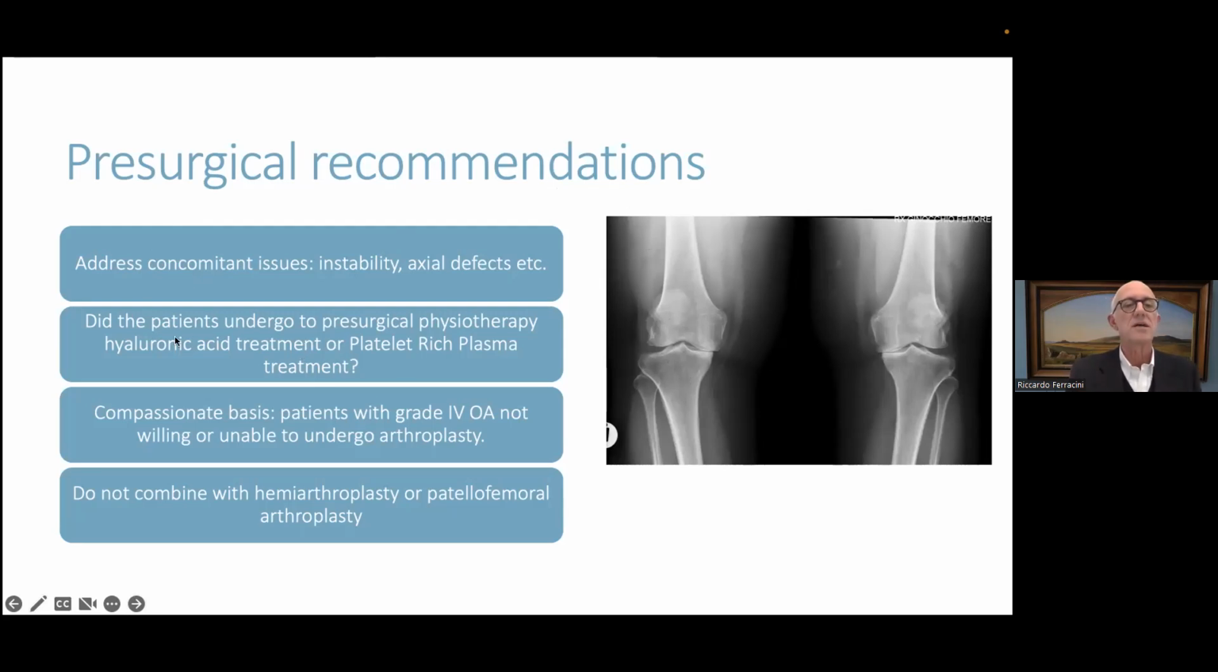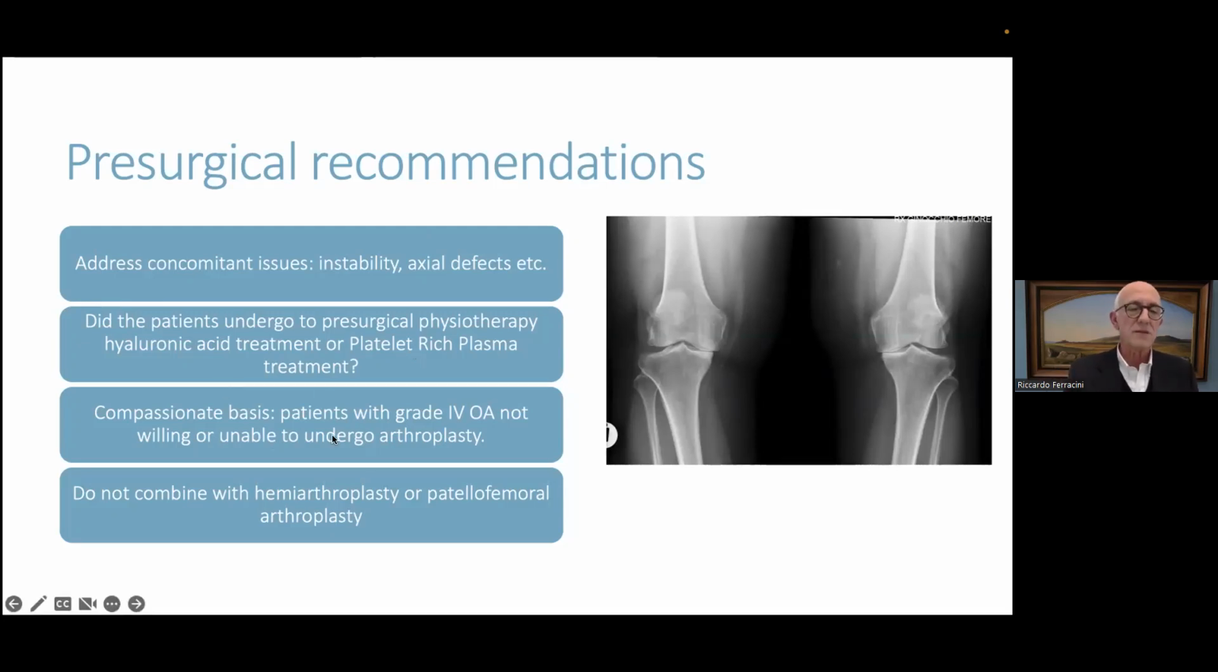Did the patients undergo pre-surgical physiotherapy? Did the patient undergo PRP? Platelet-rich plasma is useful to figure out if these patients are responding, because it's a biological treatment that is pretty much based on the same thing. It doesn't last much, but you have to collect these data. You have to understand that a PRP responder is going to be excellent with Lipogems.